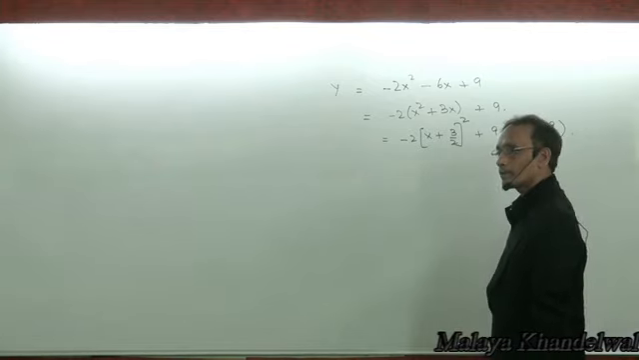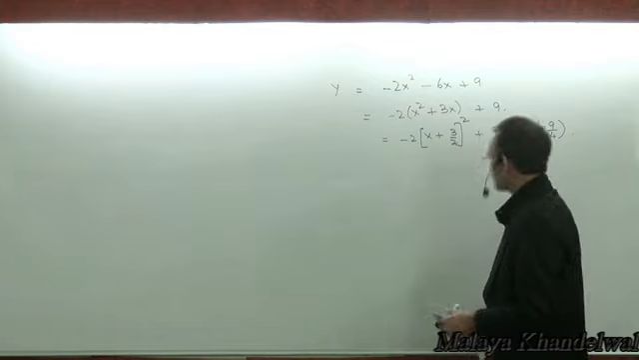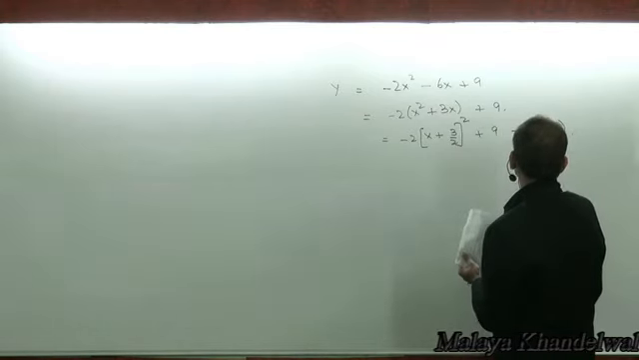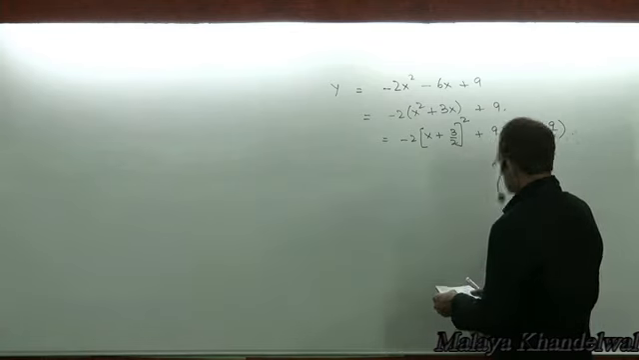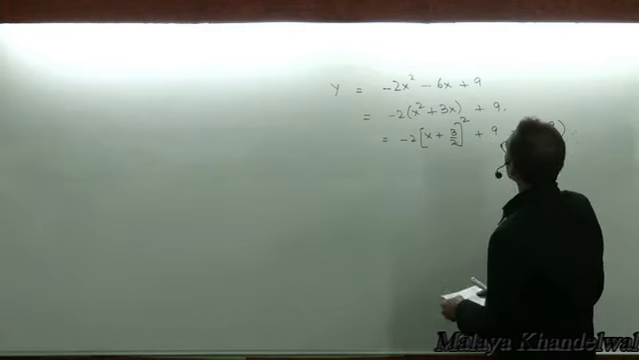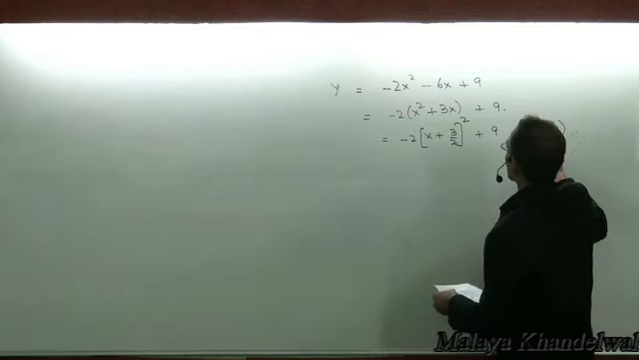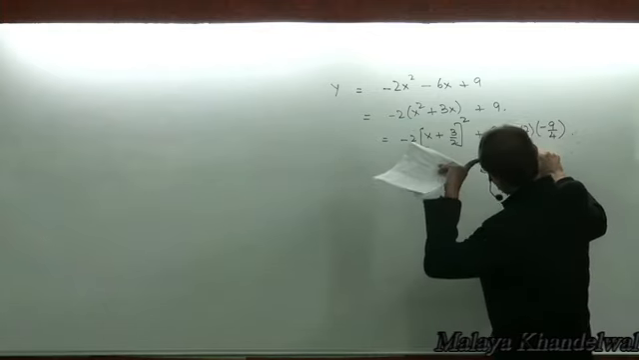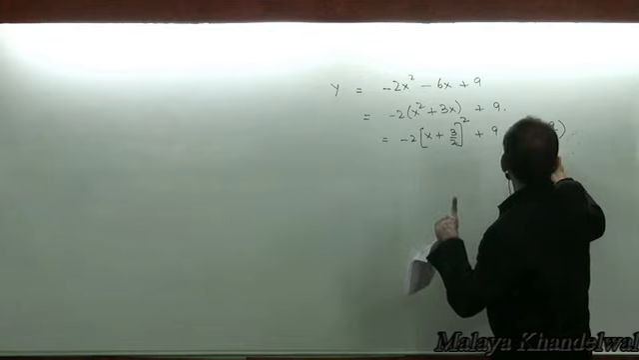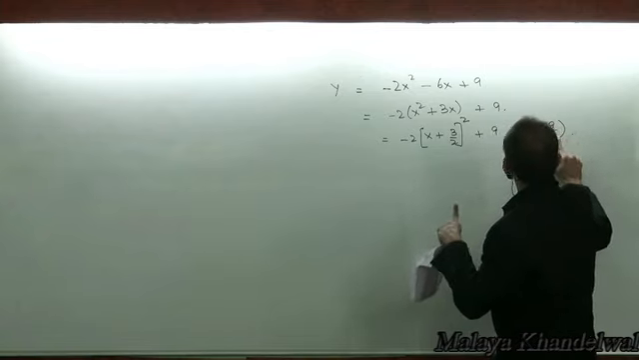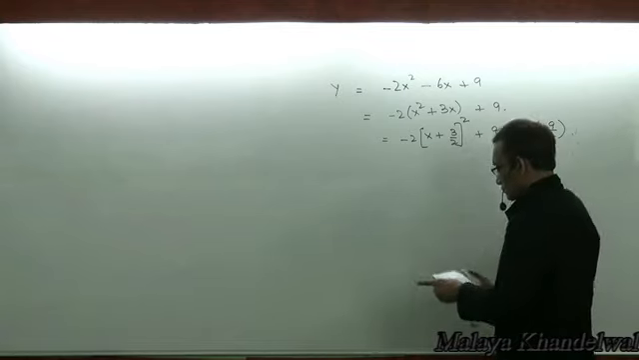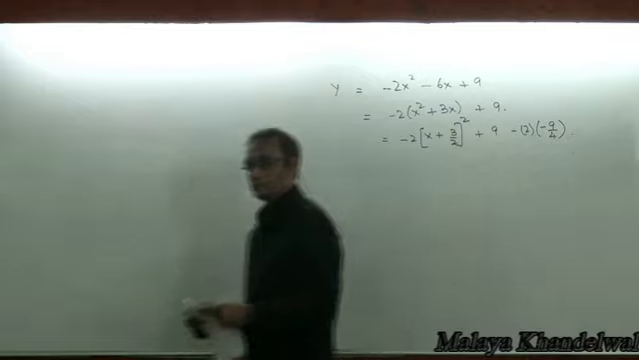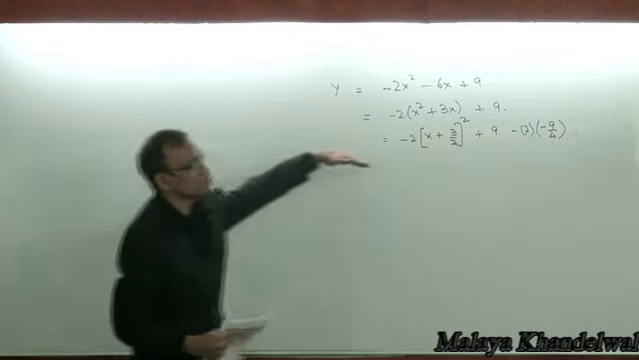Right? Is it matching? Plus 9. 2 into 9 by 4. So plus 2 into 9 by 4. 9 by 2. 18 plus 9. 27 by 4. Okay. Right? That will be the required value. And that happens at x equal to minus 1.5.